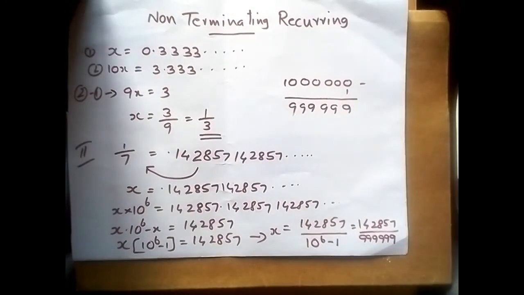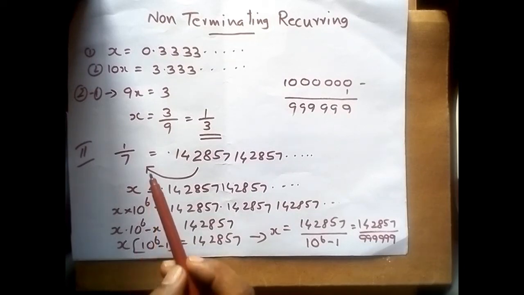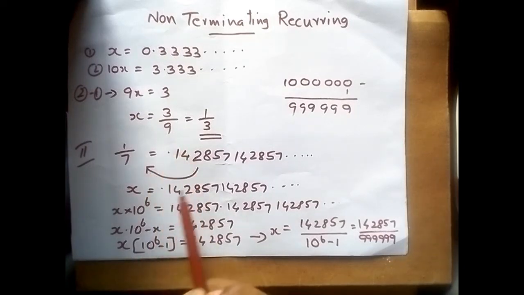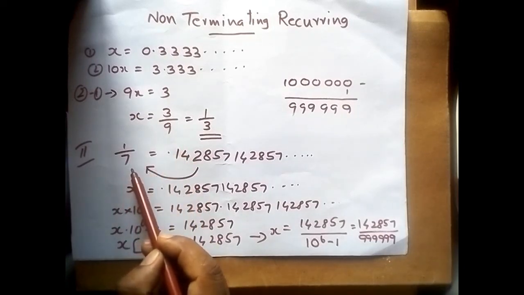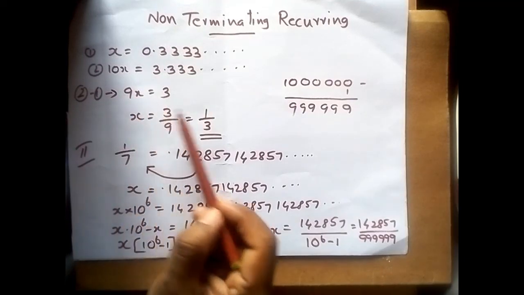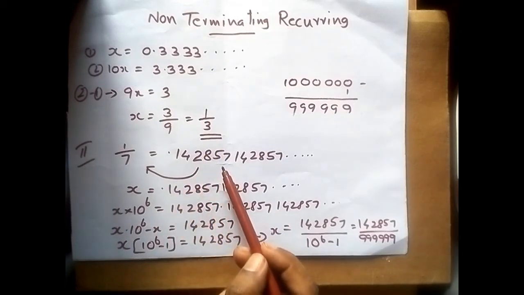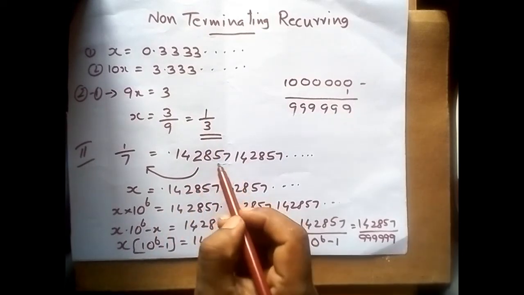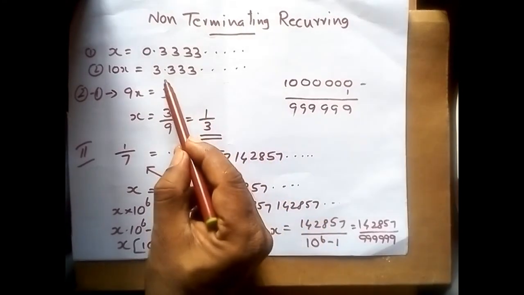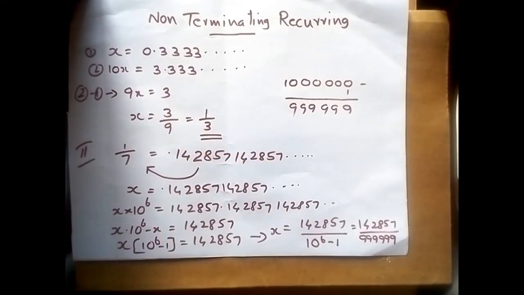So this is coming as theorem 1.7. What does theorem 1.7 say? Let x = p by q be a rational number such that the prime factorization of q is not of the form 2 raised to n into 5 raised to m. For example, this case and this case. Then x has a decimal expansion which is non-terminating but recurring. See, this is non-terminating, recurring. Here also it is non-terminating, recurring.